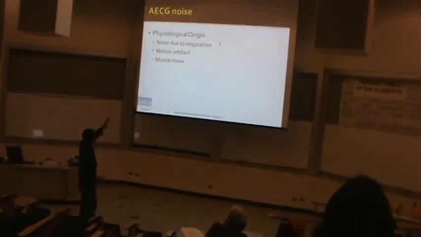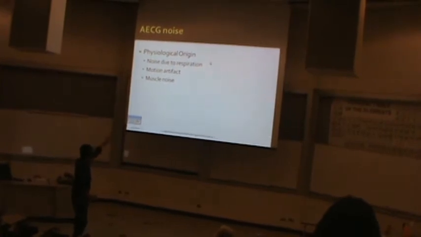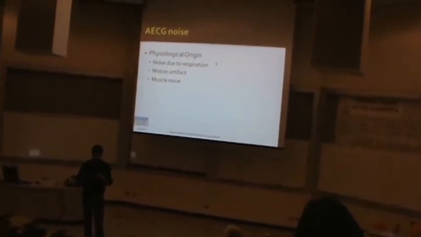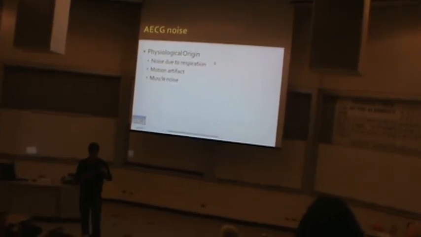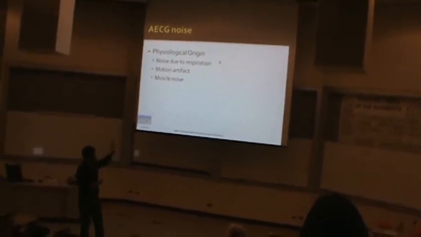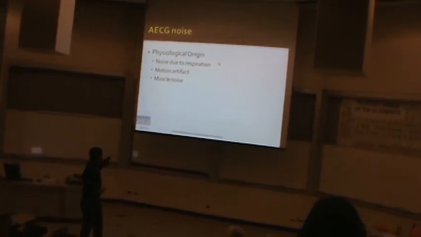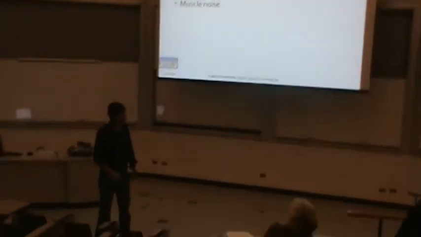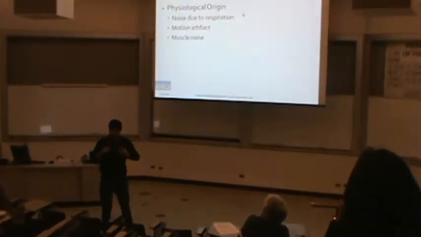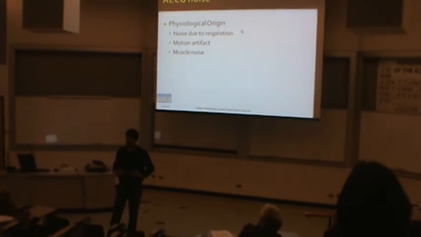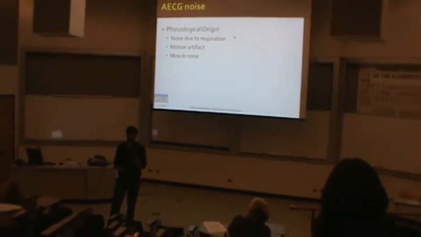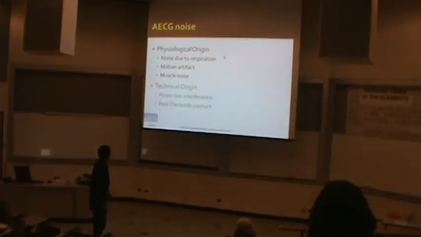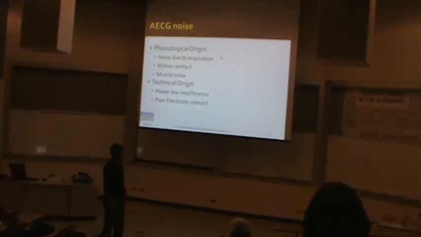The kinds of noise are due to respiration, motion artifact, and muscle noise. Respiration, because the leads will be placed on your chest. As you breathe, if you breathe heavily like I'm doing now, it induces a noise called baseline wandering. Motion artifact: even if you move your torso a little bit, the waveform is completely distorted. Muscle noise: your body is made of muscles, so even if you don't want to, the muscles will move and it will induce a noise. This is of physiological origin.